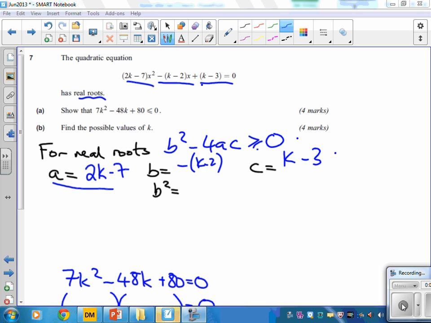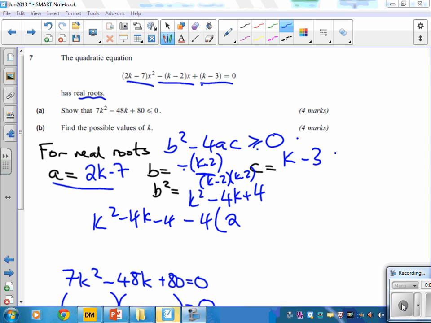We've got to do b squared, so I'd do that initially here. Doing this thing squared, nice one here, that's the minus all squared, minus times minus is going to be a plus, that's going to cancel out. But this is k minus 2 times by k minus 2. So we've got k squared minus 4k's plus a 4. Let's put that all together now. So we've got b squared, what I've just done there, minus 4 times by a times by c.